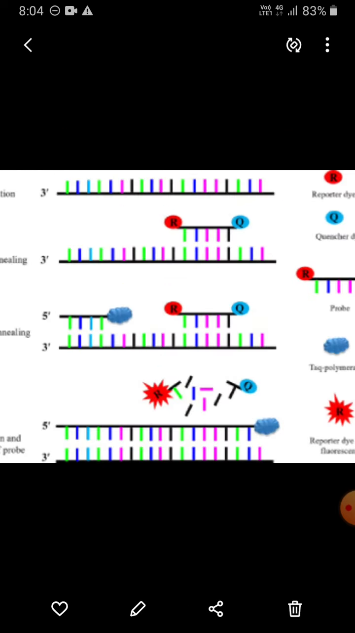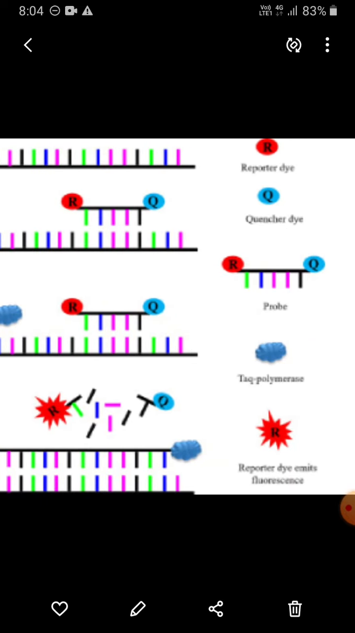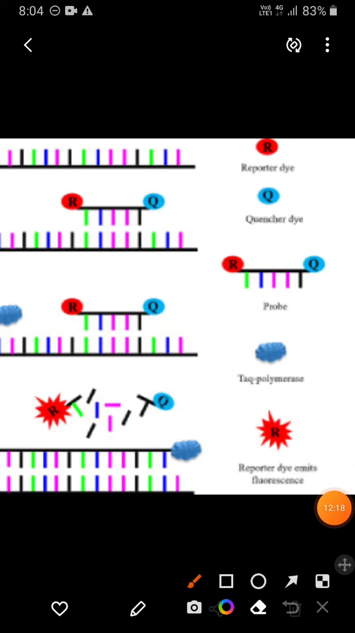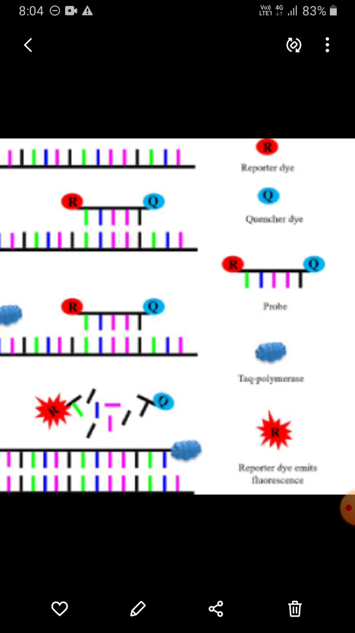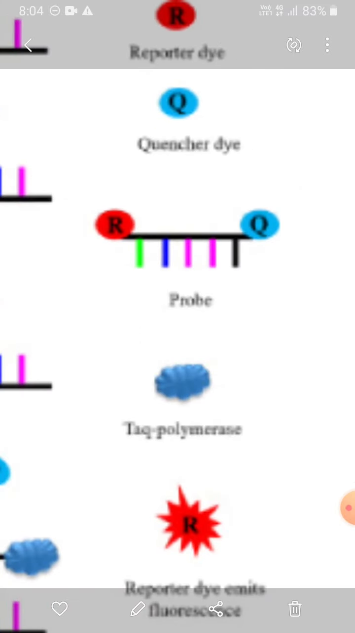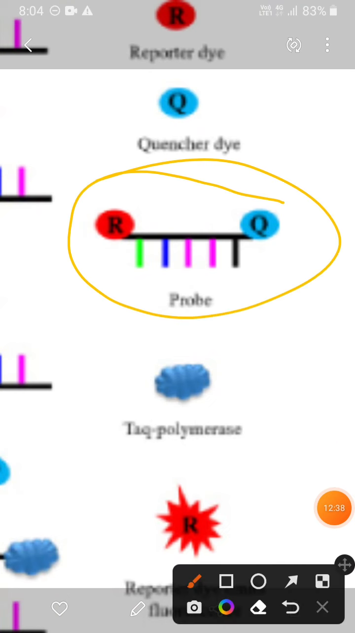So now let's start the TaqMan based probe. Before going to talk about the TaqMan probe, I want to discuss with you the reporter dye, or you can say the short wavelength probe, along with the quencher. What is the reporter dye and quencher? The probe is something like this.